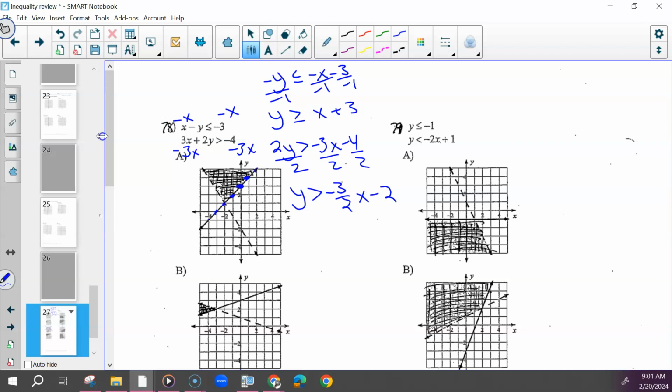And then for the second one, it starts at -2. Slope is -3/2. And it's also shaded above. So it'll be everything that way. So that looks like A matches. If A didn't match, then you would have to check the next one, and then check the next one.